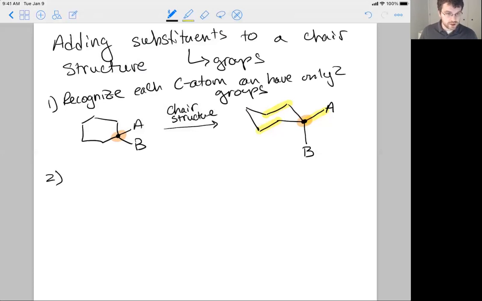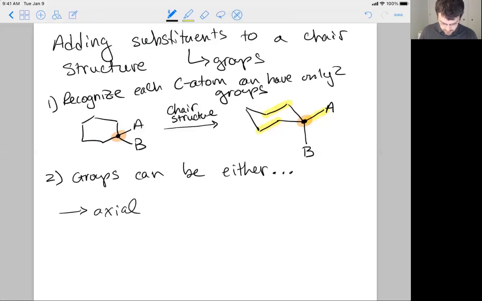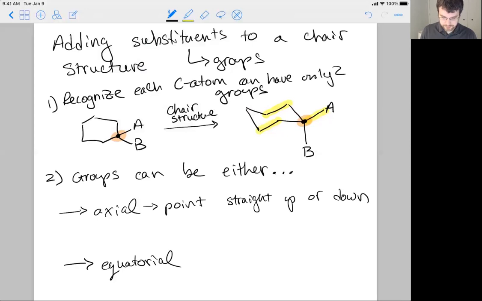Okay, the other thing to consider is the groups can be either, and these are important buzzwords for us, axial or equatorial. Axial, these point straight up or down. They point straight upwards or straight downwards.